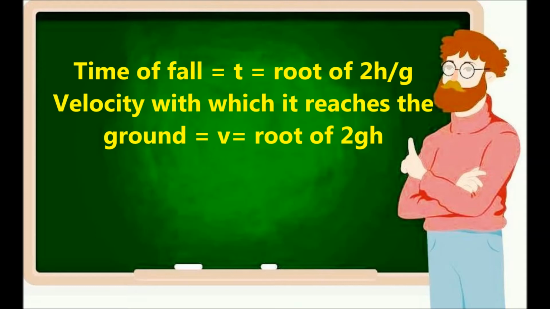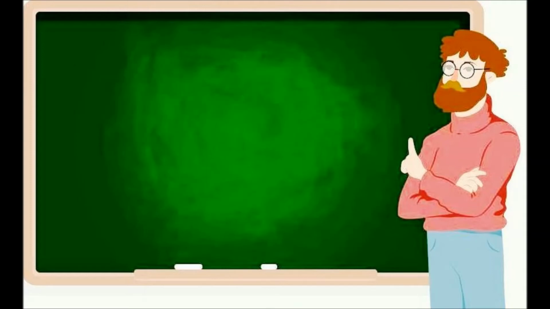So what did we do here? We took the 3 equations. What are the 3 equations? v is equal to u plus at, s is equal to ut plus half at square, and v square minus u square is equal to 2as. And in that, we substituted u is equal to 0, v is equal to v, s is equal to h, t is equal to t, and a is equal to g. That's how we substituted, and we got the results.